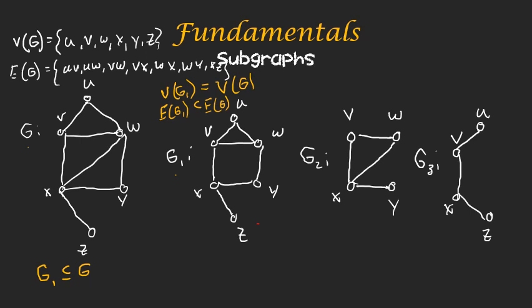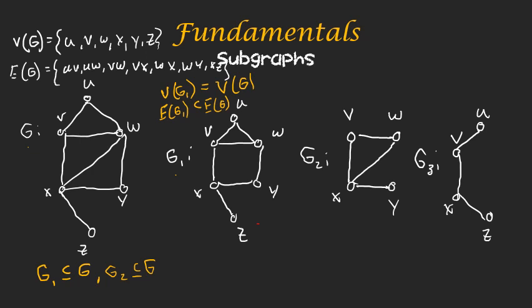In the same sense, G2 is a subset of G. In this case, we've deleted some vertices as well as some edges. So we took away the vertex U, we took away the vertex Z to obtain G2, and we also took away the edge WY. And so again, G2 is a proper subset of G.